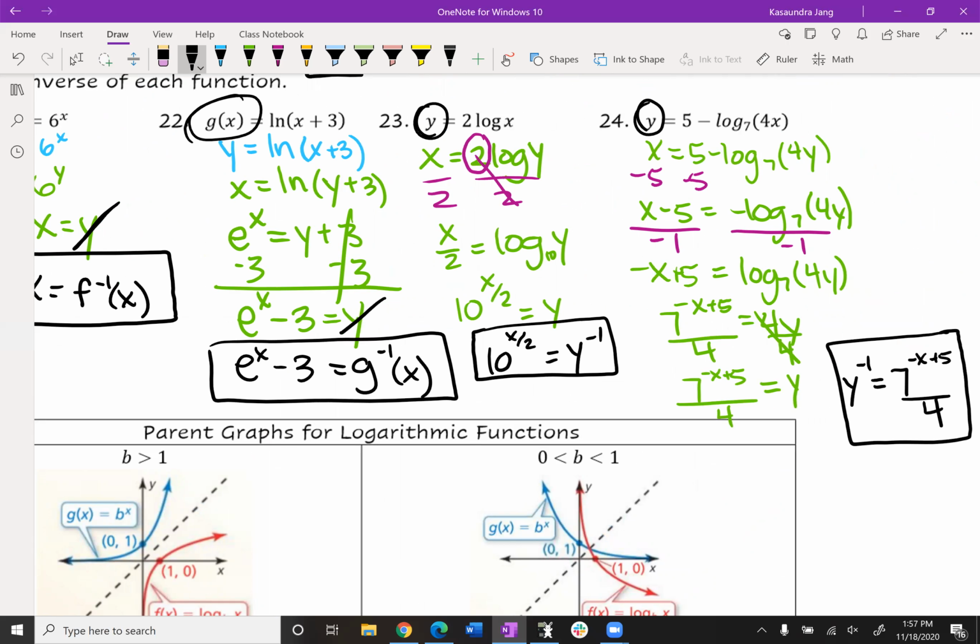Is that the natural log when you moved the 7 and changed the negative x plus 5 into the exponent? So a natural log is defined by this ln right here. It's a log base e. I had a log base 7, so this was not a natural log. Okay. This was me like rewriting my logarithmic form into exponential form. Okay. All right, anything else?